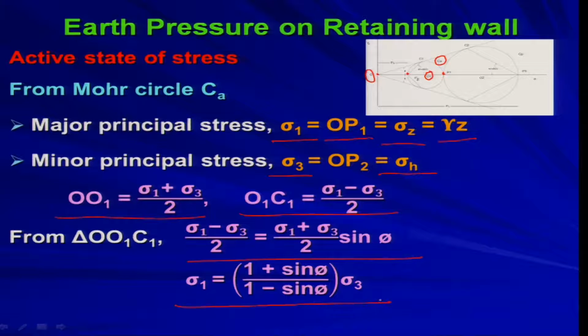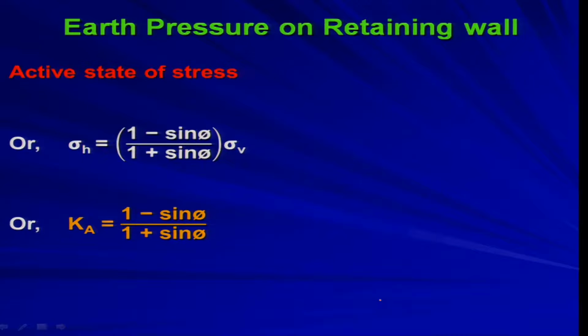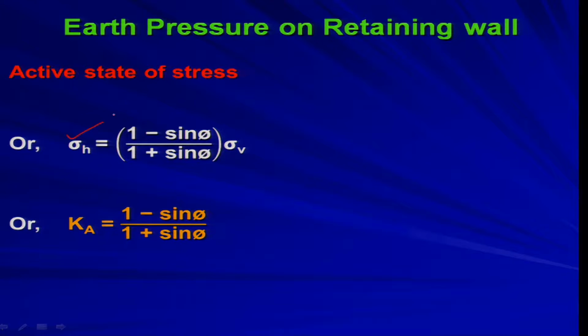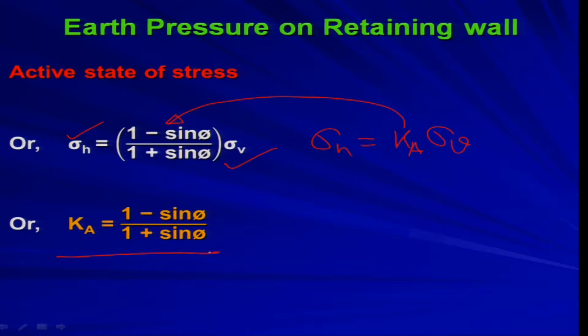From this I can write sigma 1 is equal to 1 plus sin phi by 1 minus sin phi into sigma 3. So what does it mean? Now, what is sigma 1? Sigma 1 is your sigma v, which is gamma z. What is sigma 3? Sigma 3 is your lateral earth pressure, sigma h. So I can write sigma h is equal to 1 minus sin phi by 1 plus sin phi into sigma v. Now, from the relation of the earth pressure coefficient, Ka is 1 minus sin phi by 1 plus sin phi.